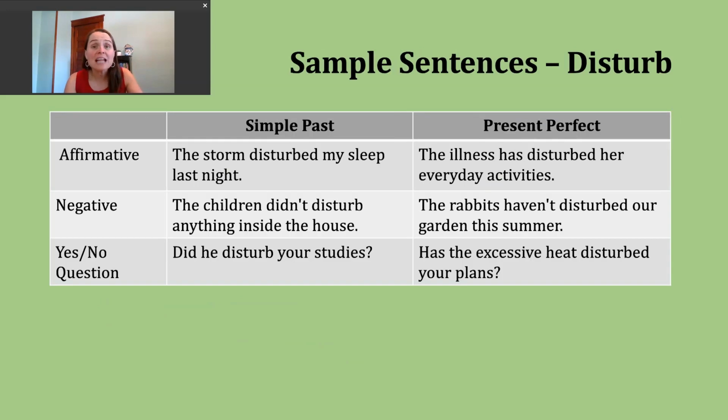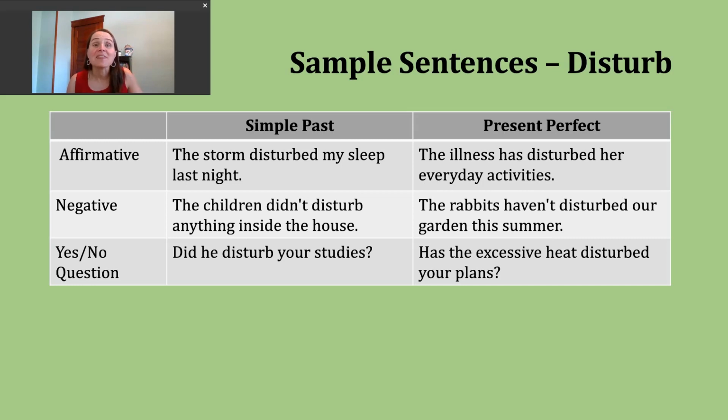So let's review a couple verb tenses with our verb of the day. Today we're going to practice the simple past tense and the present perfect. Let's start with the simple past tense. We use this verb tense to talk about a completed action that occurred at some known point in the past.